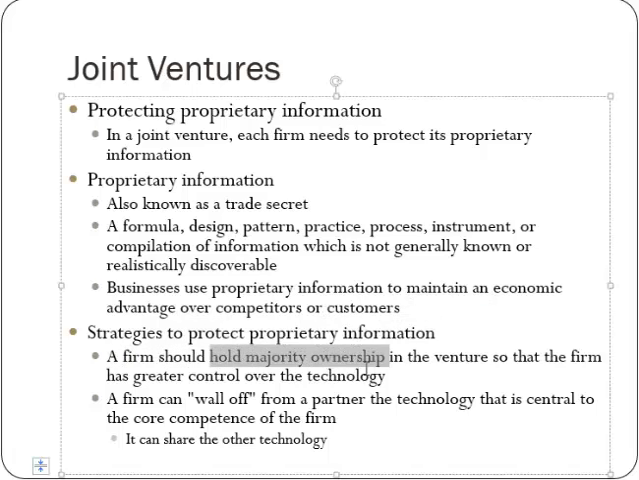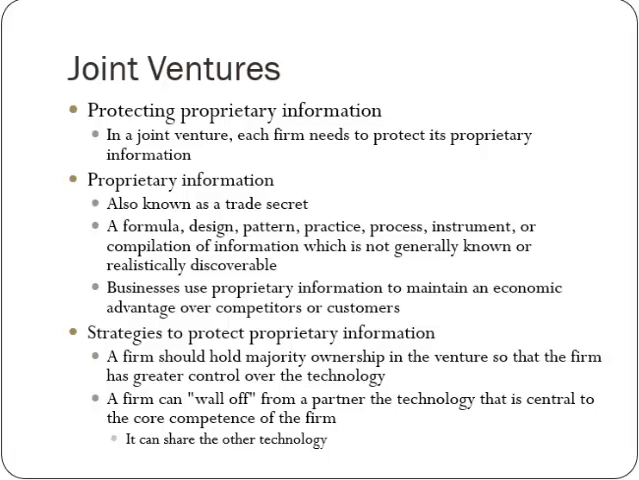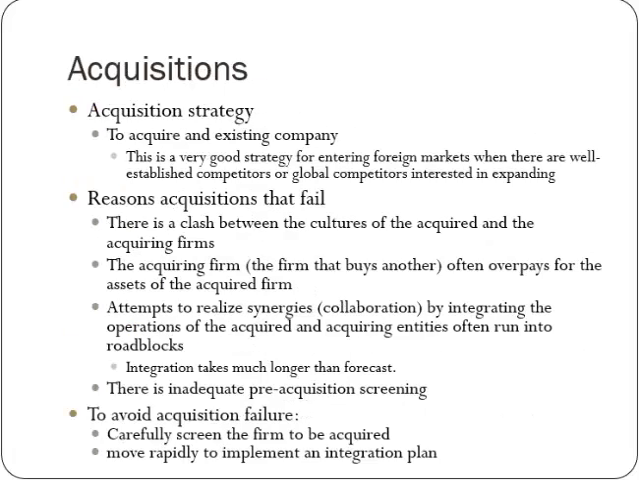One of them is to hold majority ownership in the venture so that you have greater control over technology. That's not always possible. Otherwise, you can wall off the technology from the partner. Google can make sure that Acer has the ability to install Google products on the Chromebook, but doesn't have the ability to actually see the in-house design of these products, and doesn't have the ability to copy or replicate them.